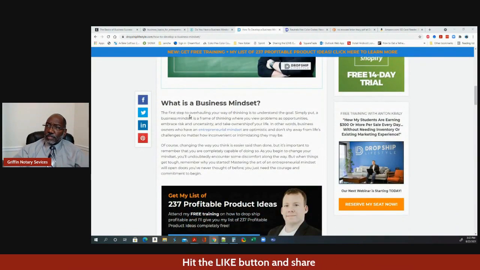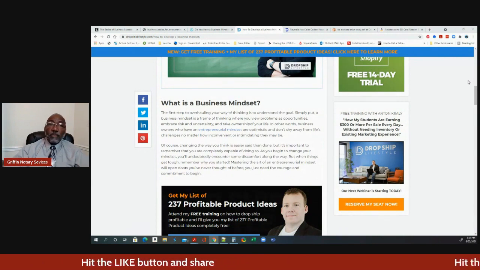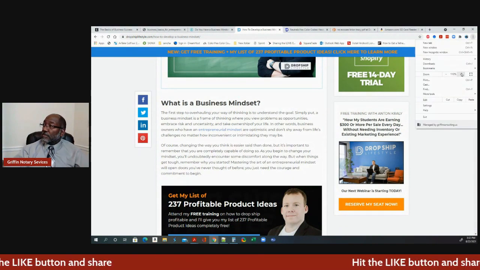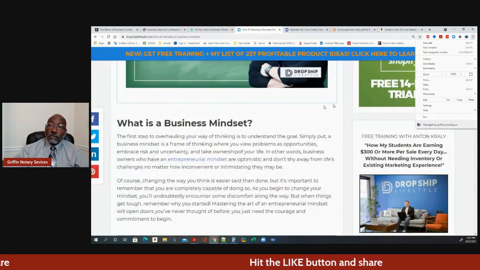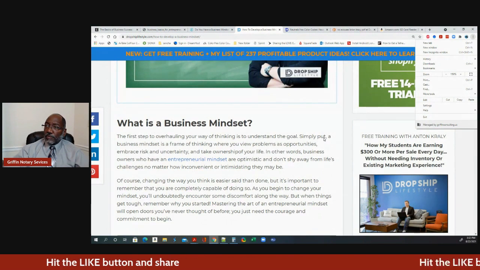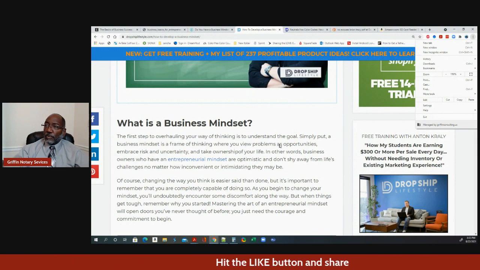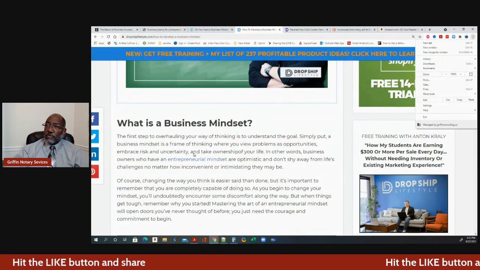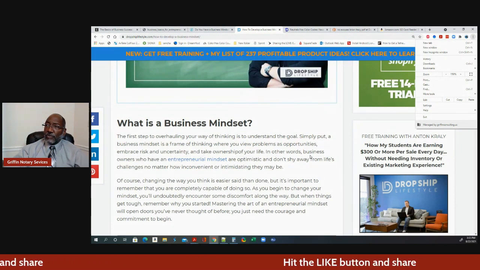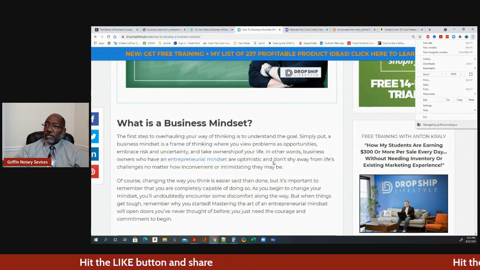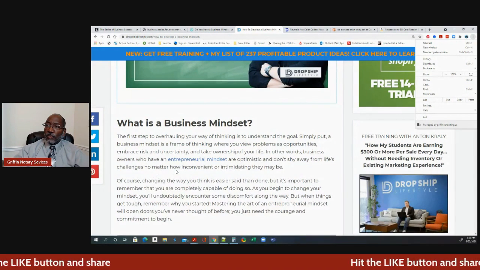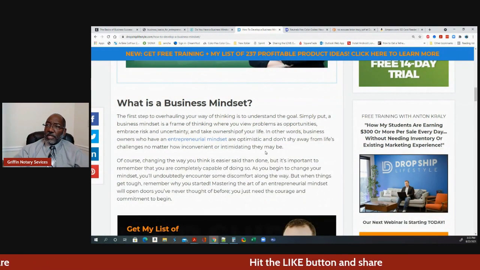Here it says the first step to overhauling your way of thinking is to understand the goal. Simply put, a business mindset is a frame of thinking where you view problems as opportunities, embrace risk and uncertainty, and take ownership of your life. In other words, business owners have an entrepreneurial mindset, are optimistic, and don't shy away from life's challenges, no matter how inconvenient or intimidating they may be.